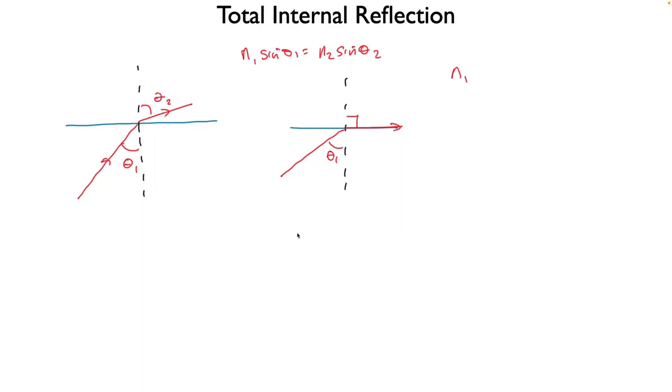So we do n1 sine, and now I'm going to call it theta sub c for theta critical, the critical angle, the angle at which we get this 90 degree refracted angle. It's going to be n2 sine 90 degrees. What's the sine of 90? 1, right? Okay. So sine of the critical angle is n2 over n1. So the critical angle is going to be the inverse sine of n2 over n1.